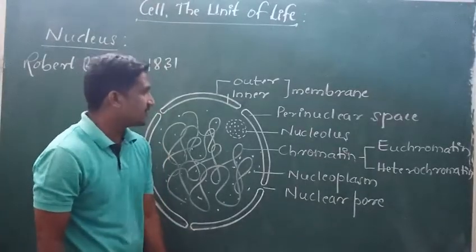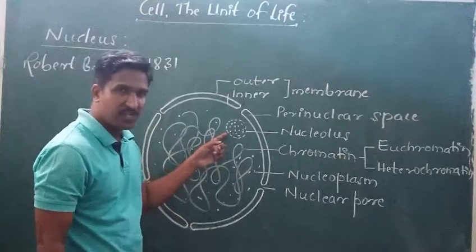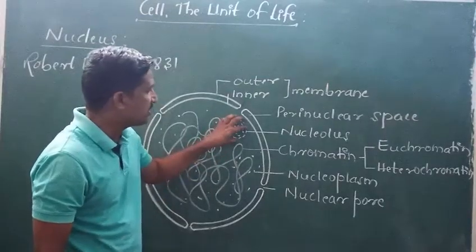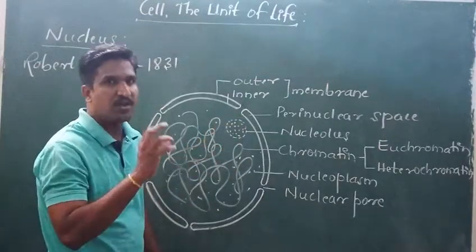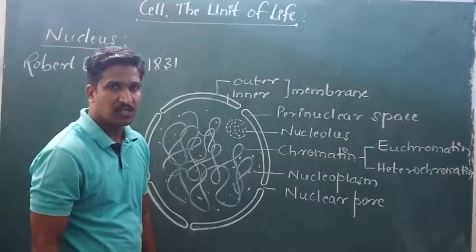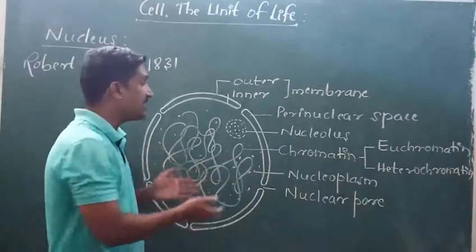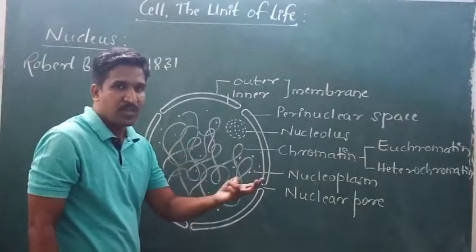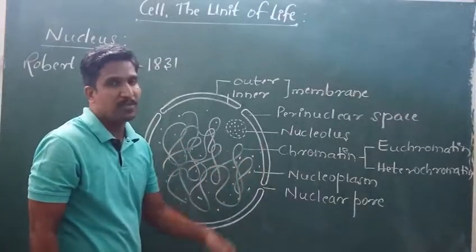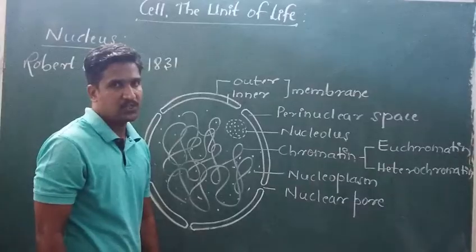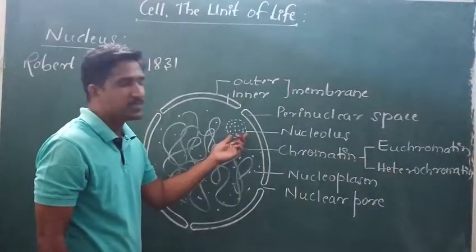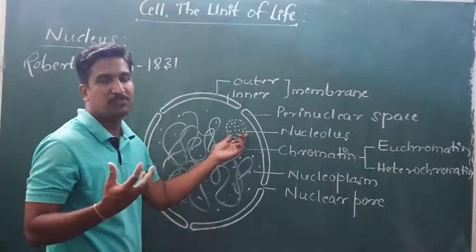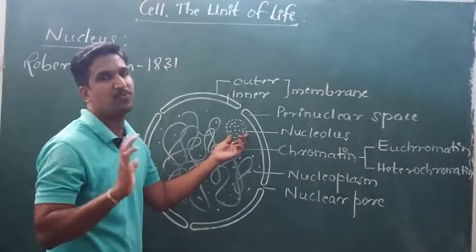Whereas the next one is nucleolus. This nucleolus is a round circular structure without a membrane present inside the nucleus. There may be one or more than one in number, two, three, four will be there. Understand? Nucleolus will be present and this is mainly made up of calcium as well as RNA as well as protein.